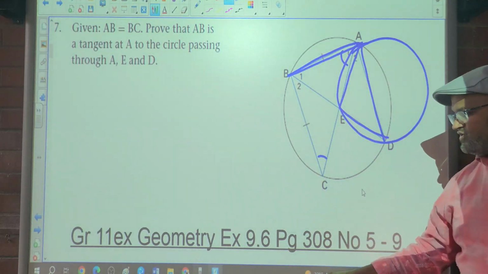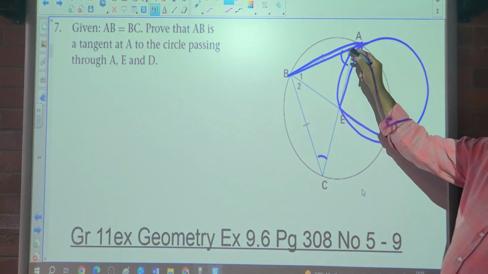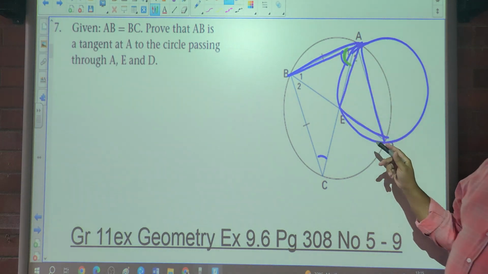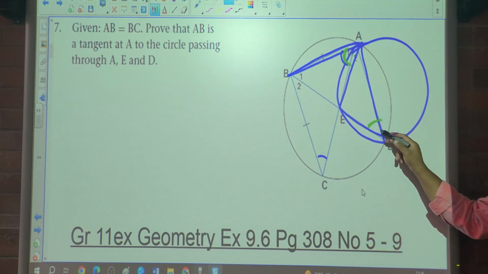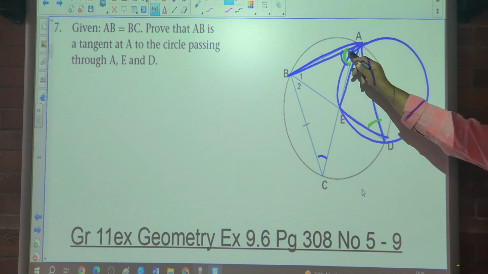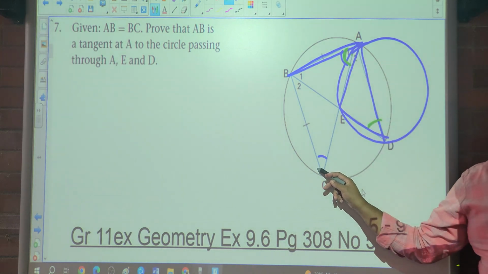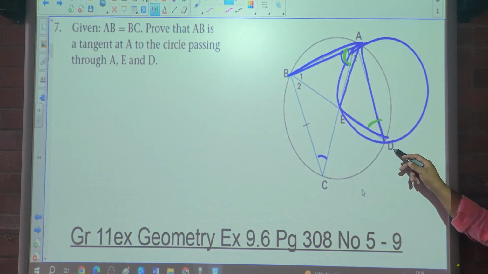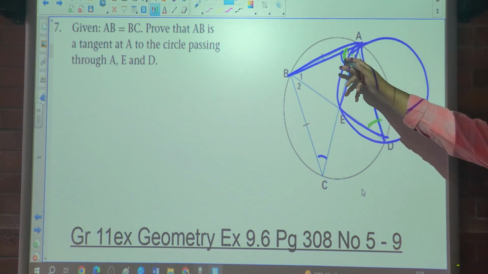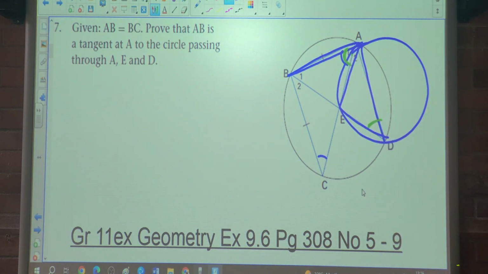People, if this was a tangent to the circle, what do we know? We know that A1 would have been equal to angle D. Why? Tan chord theorem. Now in order to prove that AB is a tangent to the circle through AED at A, we're going to prove that this angle is equal to this angle. Can you see that, people? But we know that A1 is equal to angle C, angles opposite equal sides. But angle C is equal to angle D. Why? Angles in the same segment. So therefore, A1 has to be equal to D.